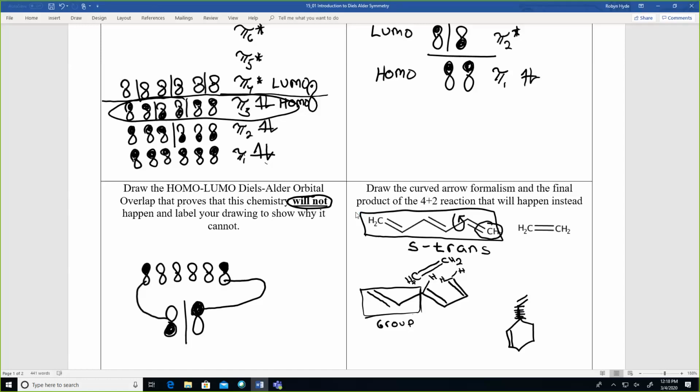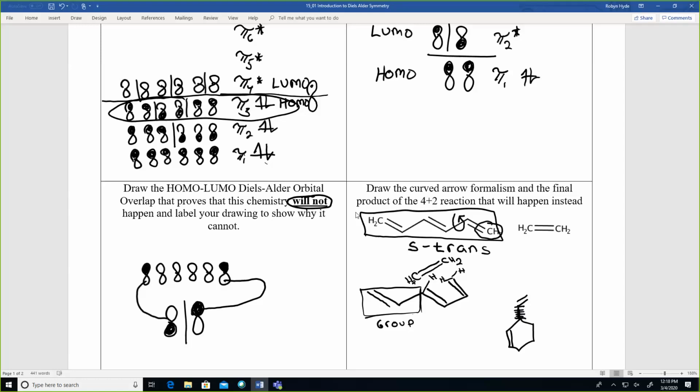Okay, so for your drawing on your page, you may have drawn it like this. Yours might be slightly tilted to the side, but it would all be the same answer, no matter how you tilted it around. And so that's what our Diels-Alder would look like.